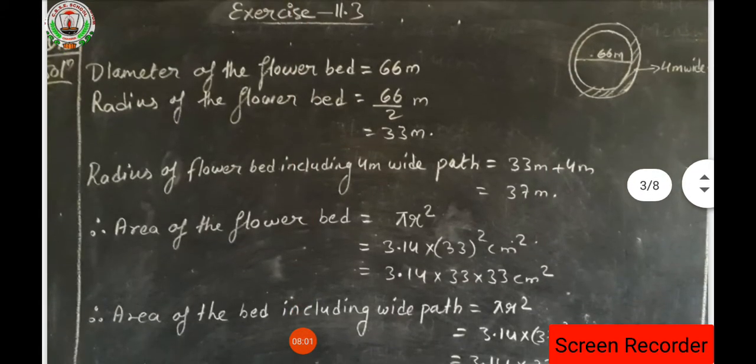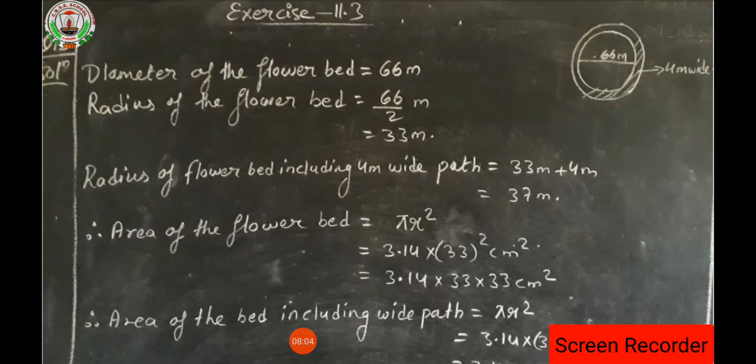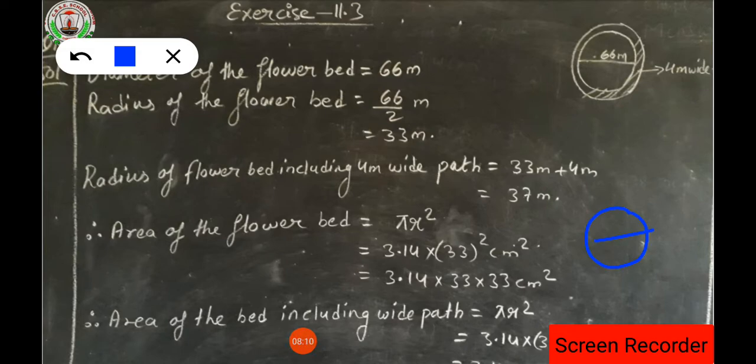Then the next question, question number 13. In this question, as I explained before, a circle is given, its diameter is given as 66, and one more circle is drawn outside it. Surmounted, that means outside it one circle is drawn and its width everywhere is 4. Clear? That is 4 meter wide.